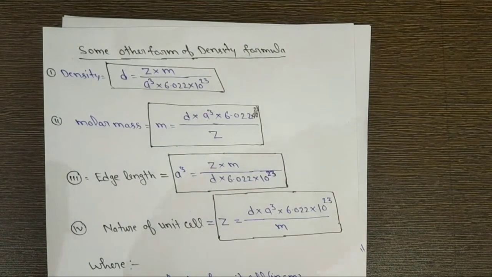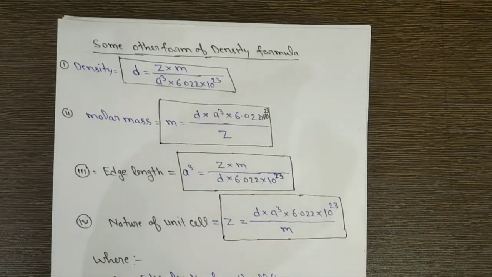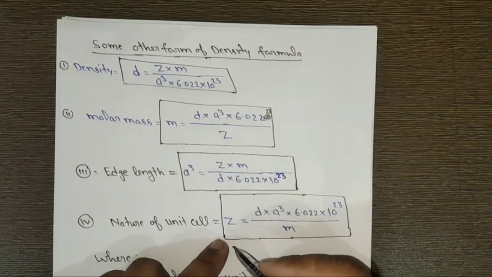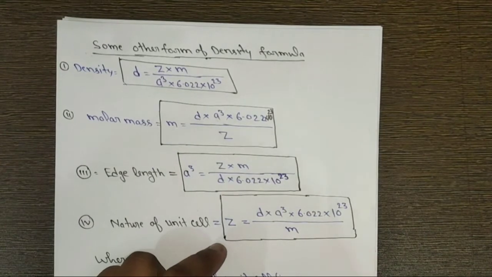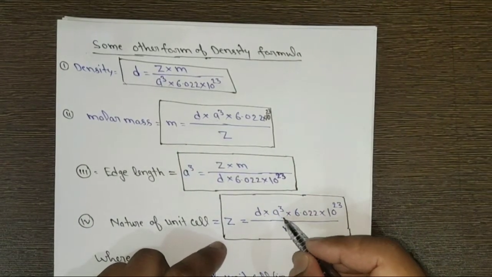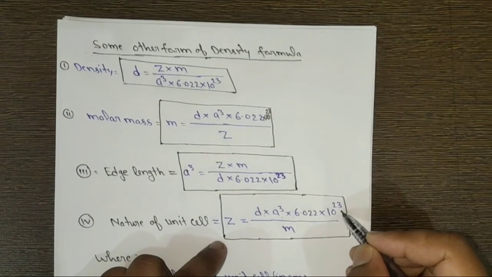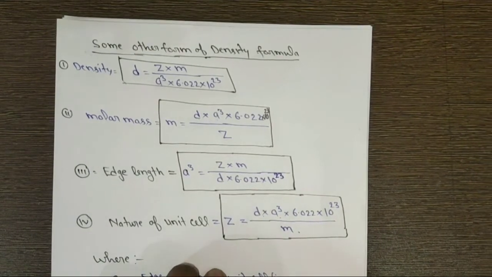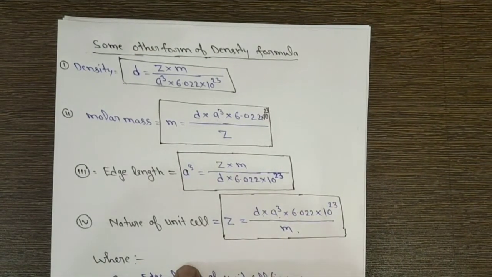Next, nature of unit cell. If the nature of unit cell is asked in the question, then we calculate which type of unit cell is present: face centered unit cell, body centered unit cell, or simple cubic unit cell. For the calculation of nature of unit cell, we calculate Z, the number of constituent particles in the unit cell. Z equals d into a cubed into 6.022 into 10 to the power 23 upon molar mass. If Z equals 4, unit cell is the face centered unit cell. If Z equals 2, unit cell is the body centered unit cell.